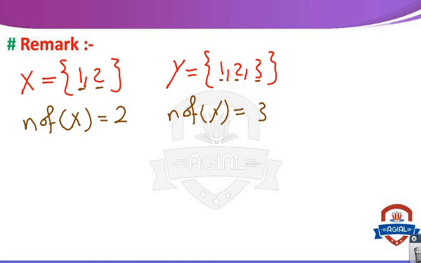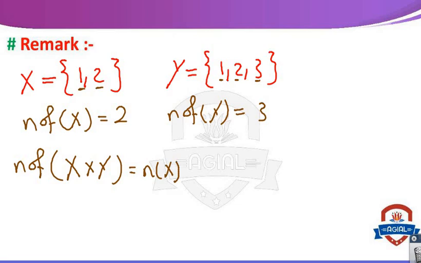Then the number of elements of the Cartesian product X × Y equals n of X by the number of elements of Y. The number of elements in X is 2 and the number of elements in Y is 3, so 2 by 3 equals 6 elements of the Cartesian product X × Y.